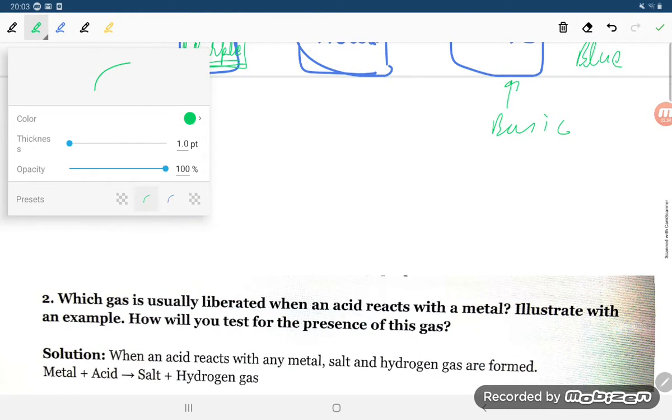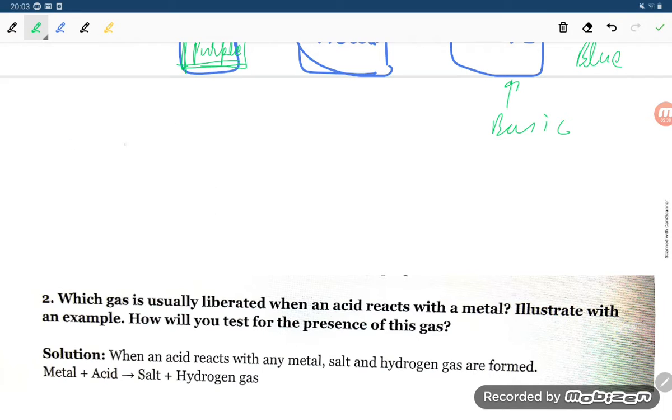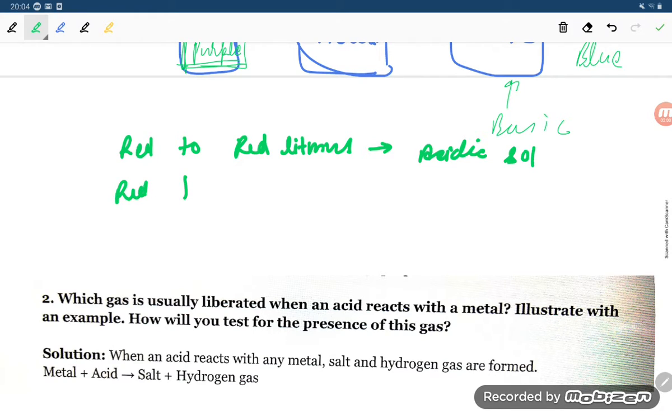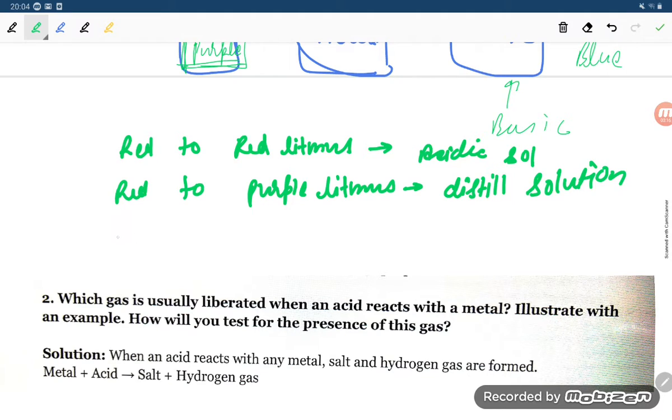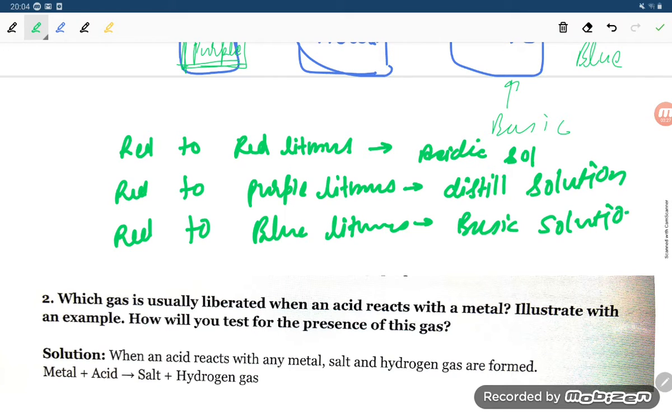Let me summarize the points. Firstly, red litmus staying red, with no change, means an acidic solution. If red litmus turns purple, that is distilled water. And the last one, red litmus turning blue, means a basic solution. By this we can identify the three liquids A, B and C.